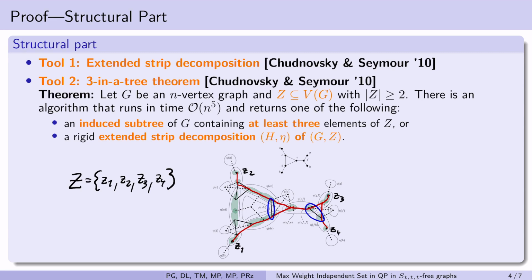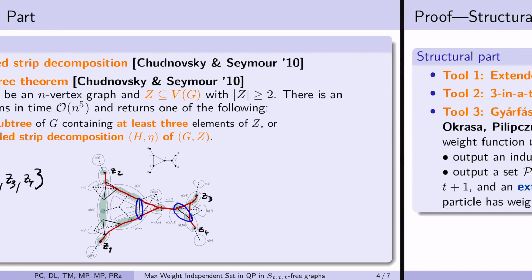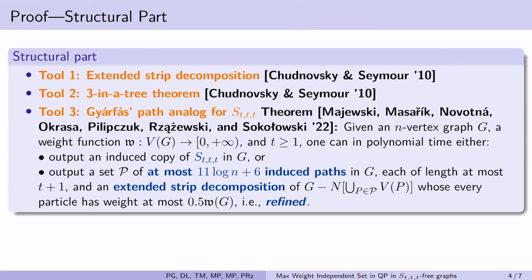Okay, so to recall, this theorem tells us that either there is this induced subtree, or we get this certificate, which is an extended strip decomposition. Okay, so let's learn another tool, and this tool is called the Gyárfás path analog for STT-free graphs.